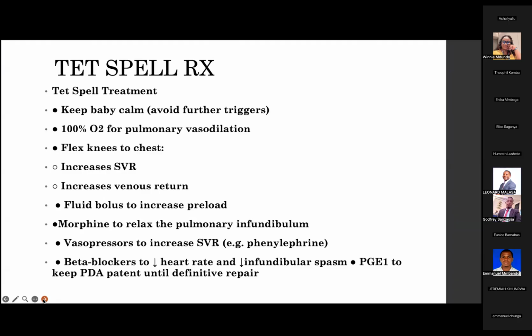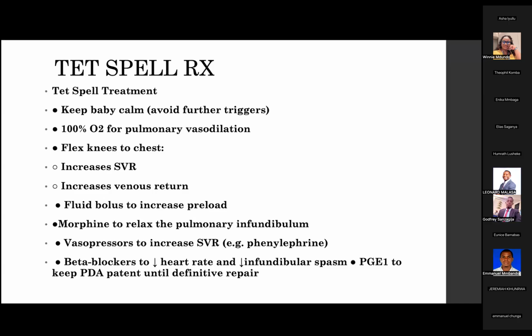All right, first, keep the baby calm. So the first thing I would do is keep the baby in the mother's lap. That pretty much keeps them calm. Give them 100% oxygen, but be careful and confirm that this is a TET spell. We will talk about it later, why oxygen is sometimes a drug and can be harmful to your babies. So 100% oxygen allows pulmonary vasodilation so that more blood can go to the lungs and become oxygenated. When you flex the knee to the chest of an infant who's having a TET spell, you increase the systemic vascular resistance and increase the venous return.